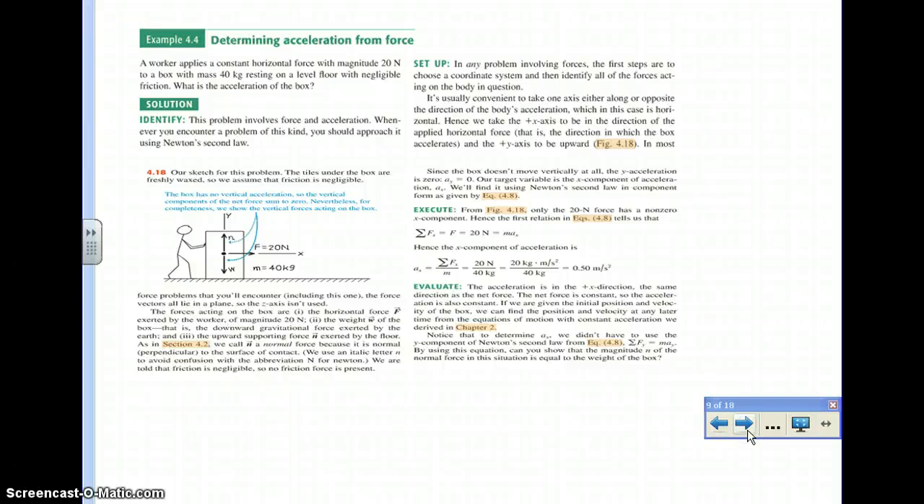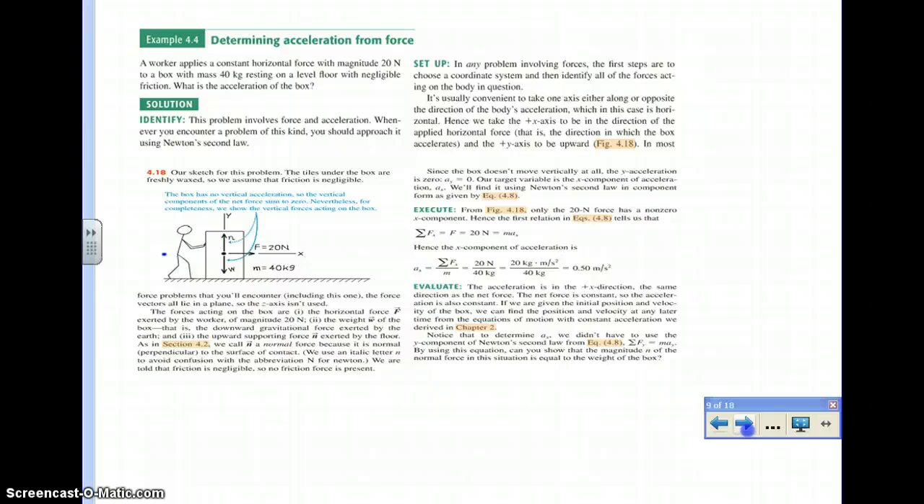All right, here's a really good example of the application of Newton's second law of motion. Example 4.4, determining acceleration from force. You've got a worker, and this worker applies a constant horizontal force with a magnitude of 20 newtons. So he's constantly applying 20 newtons of force to the right, to a box that has a mass of 40 kilograms, and it's on a level floor, and there's not really any friction. What's the acceleration of the box? This is actually pretty easy to figure out.